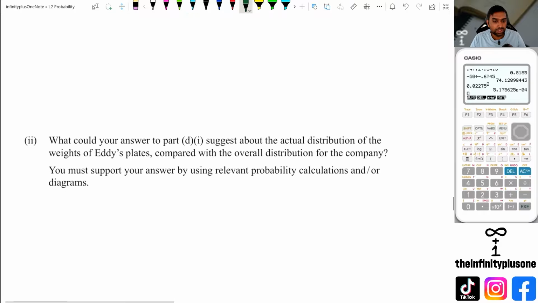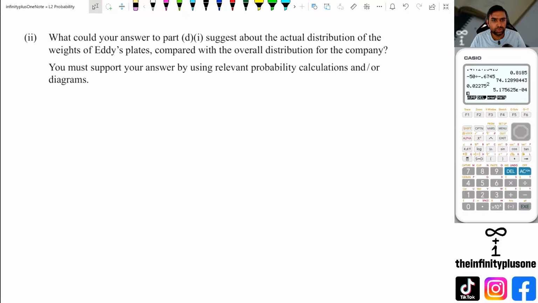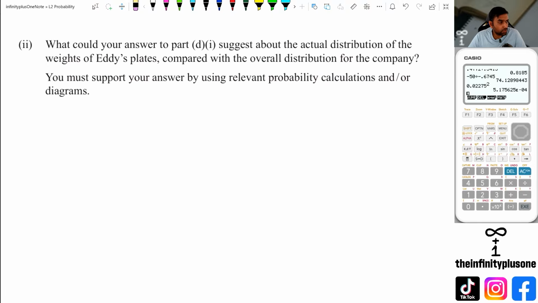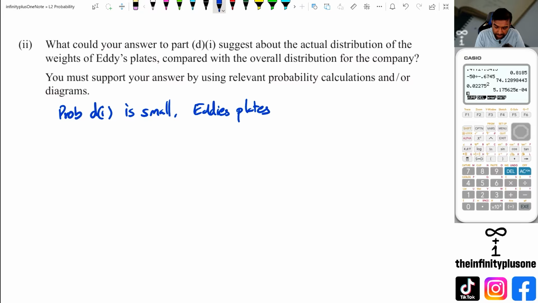Okay, next question. What could your answer to part D1 do? For this question, basically the probability from D1 is actually quite small. That's the first thing we need to keep in mind. And if it's that small, then these are some of the things that could potentially happen with Eddie's plates. The first thing is that it could have a higher mean, because if the mean was the same, the chance of 2 plates over 520 grams is actually very, very low.